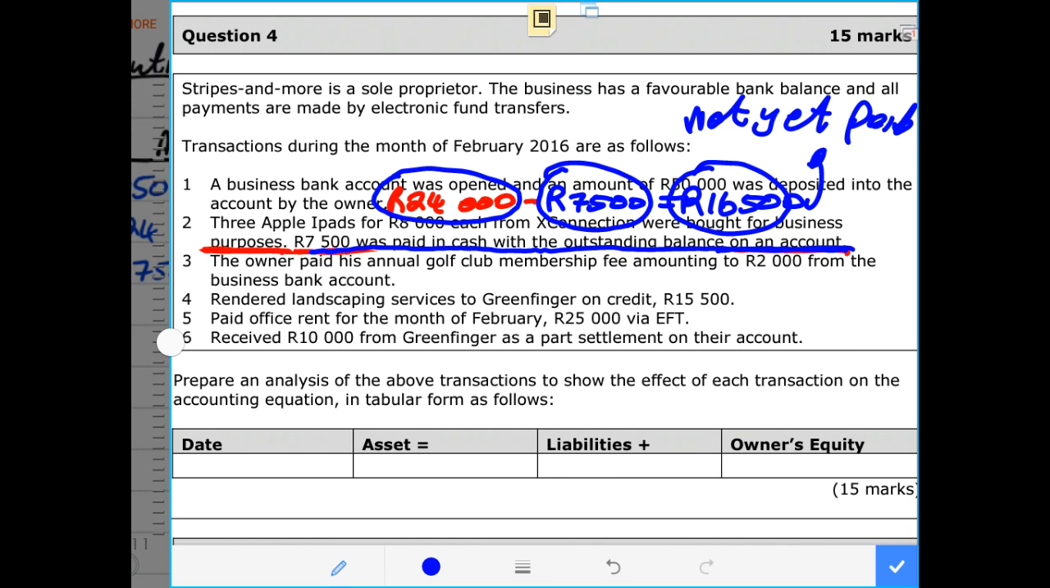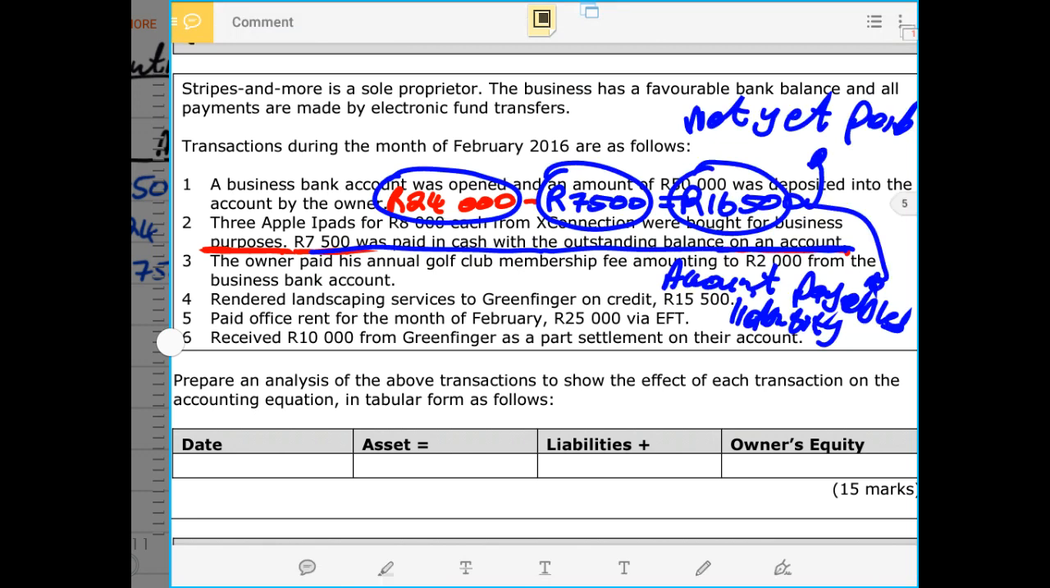So if that is the case, it means we have to acknowledge 16,500 as accounts payable. The total of 16,500 is accounts payable, and we know that accounts payable is a liability. This is the liability, which is the money that is not yet paid. So out of the 24,000, 16,500 is not yet paid. It will be recorded under liabilities.